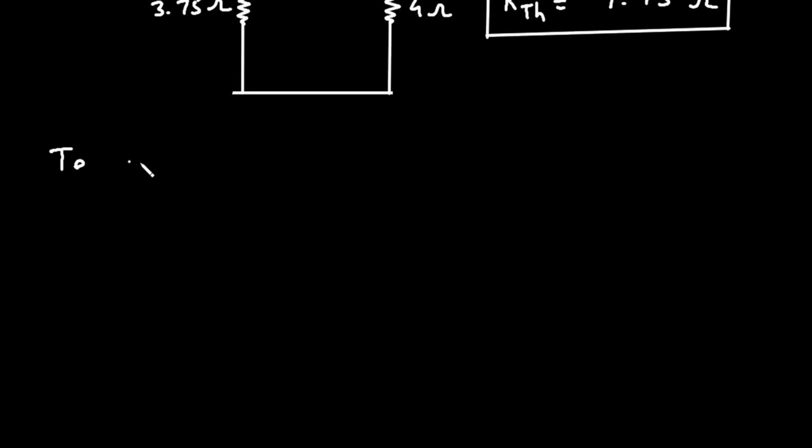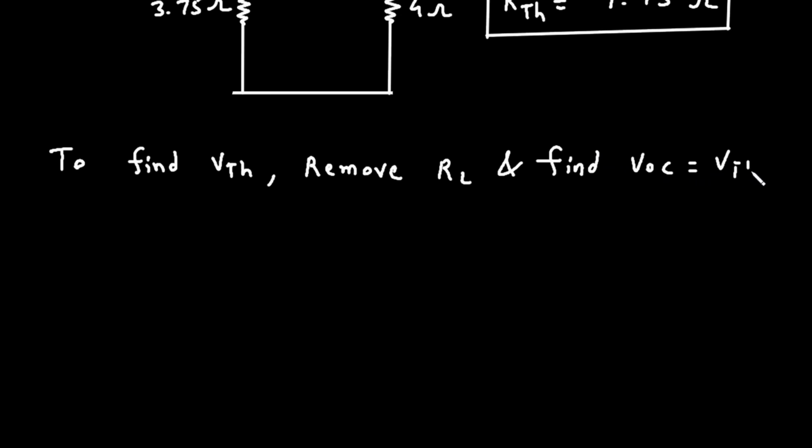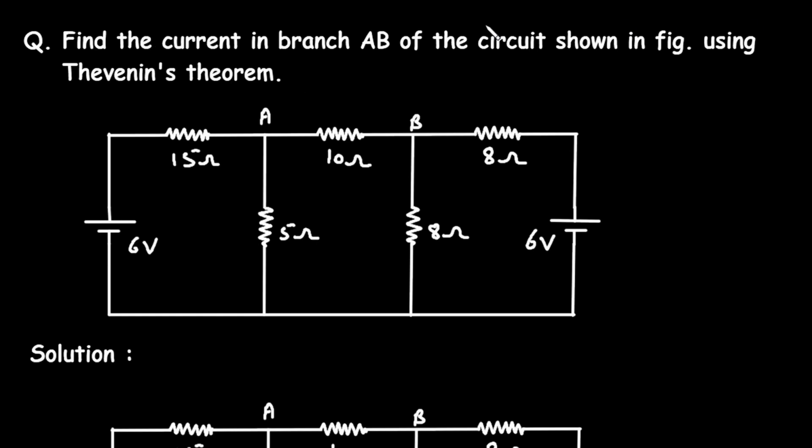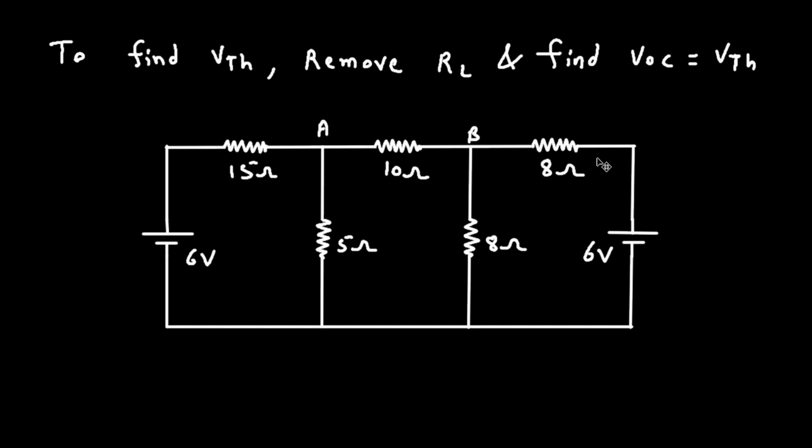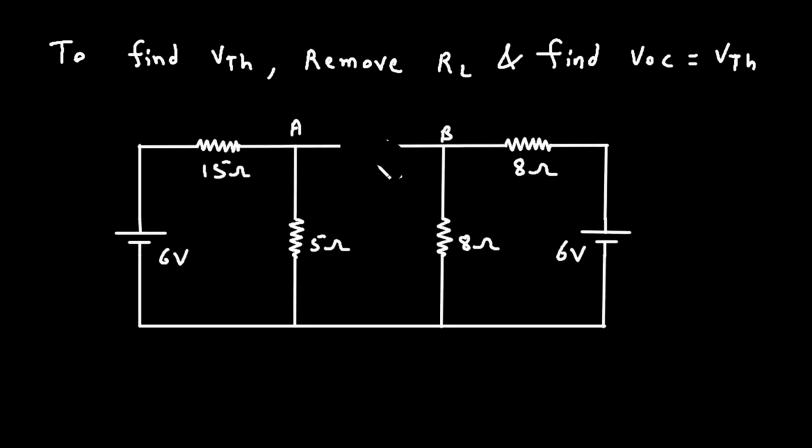So step number 2 is to find VTH. To find VTH, what we will do, we will remove RL and find VOC is equal to VTH. Now this VOC is the open circuit voltage at the terminals. This VTH is the open circuit voltage simply. So let's find the value of VTH. So let's remove this RL first. Now here this will be our VTH. This is VTH, this is positive, this is negative.